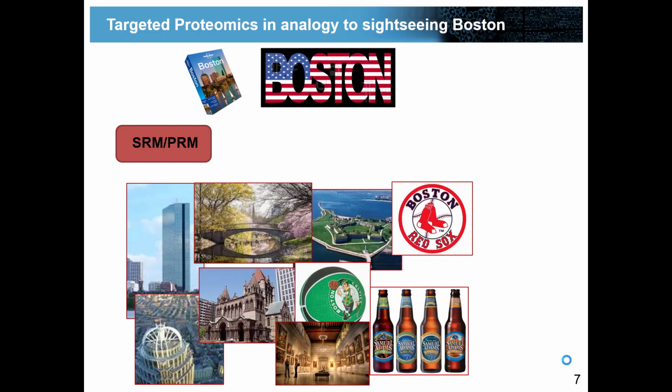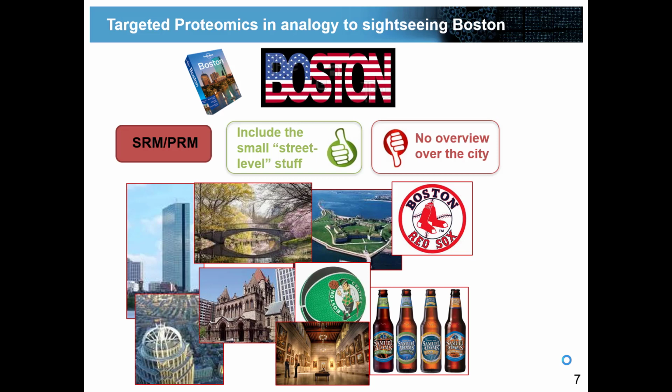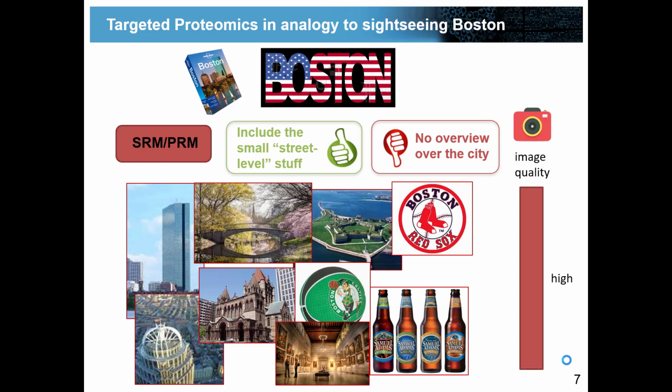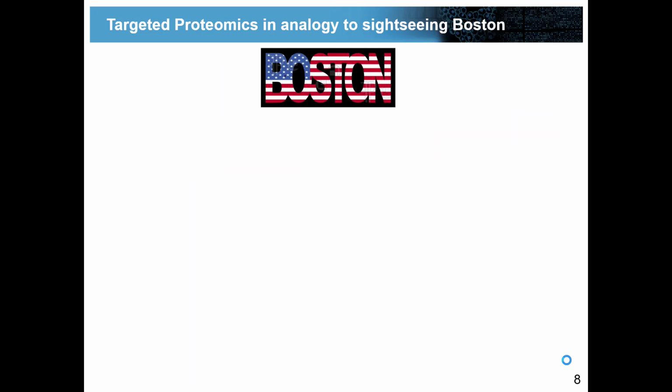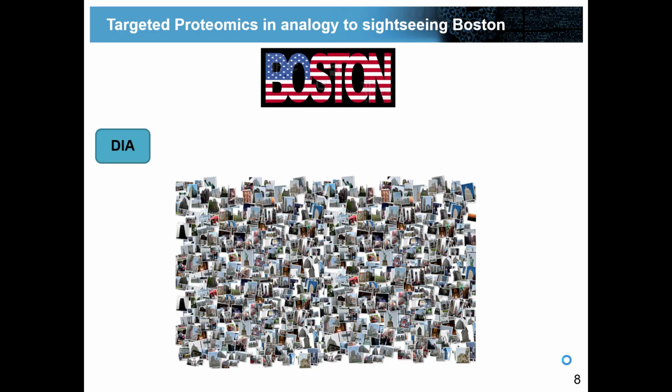And these places can be tall buildings or can be street level stuff. Can be a nice beer in a pub or a very tall building. It doesn't matter. It's not biased by the peak. It's just biased by your interest. So you can include the small street stuff much better here, but you never get an overview over the whole city. You just go to certain places and don't get the big picture. And the quality of the pictures that you get, because you spend so much time just on these specific places, will be much higher than in DDA, and it can be much higher for the street level stuff too.